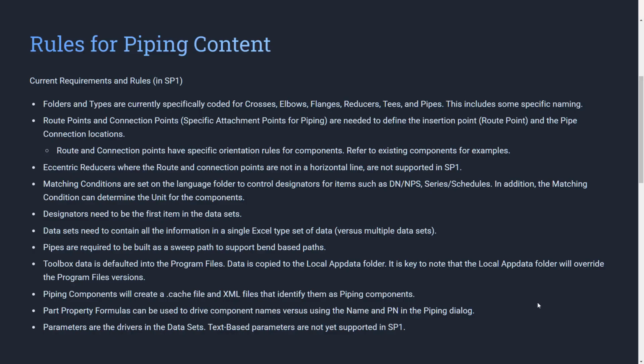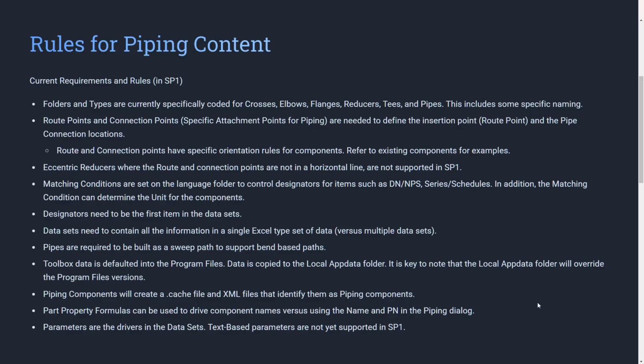We also have some other rules that I'll mention: there are some cache files and XML files that are part of the piping components that you just need to be aware of when you get into moving things around or creating the components. And as I showed in the demonstration, the part property formulas can be used to drive the component names based on those parameters, which is very handy, so you can have the same information in your bill of material. And again, all these variables in the data sets are really parameters that are driving the information.